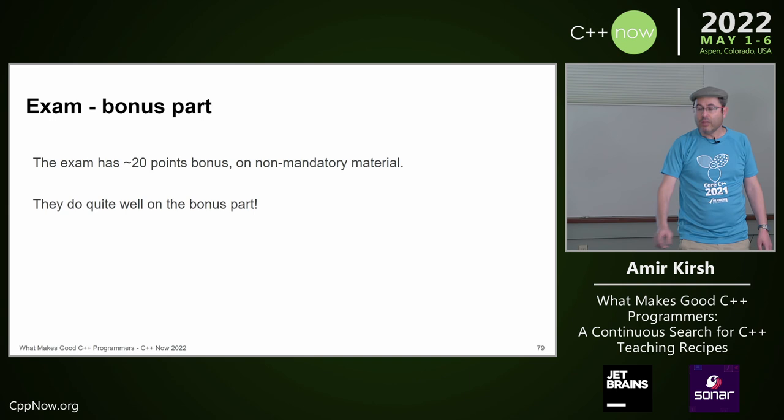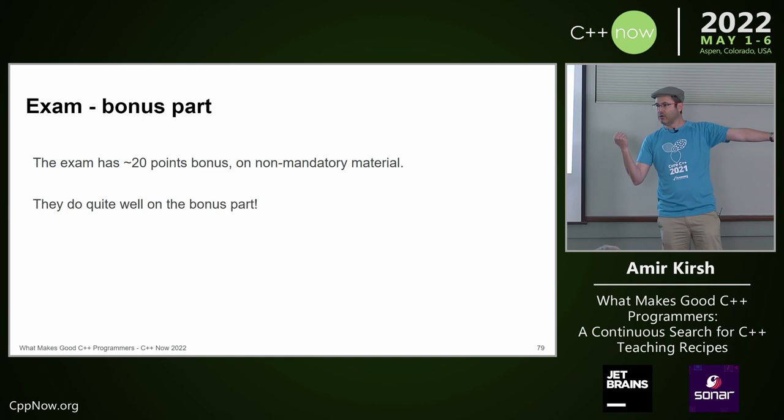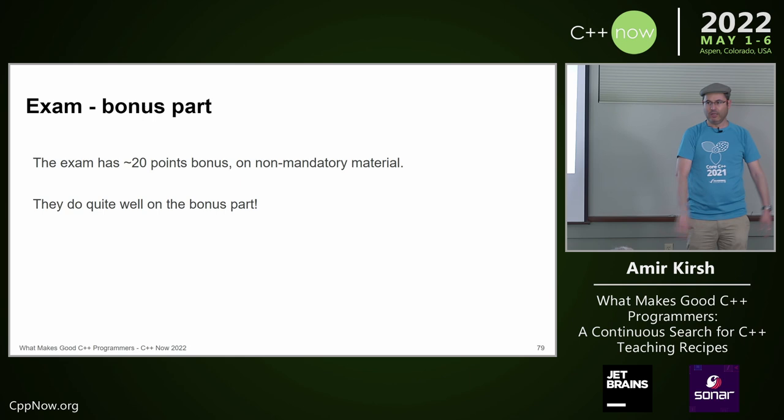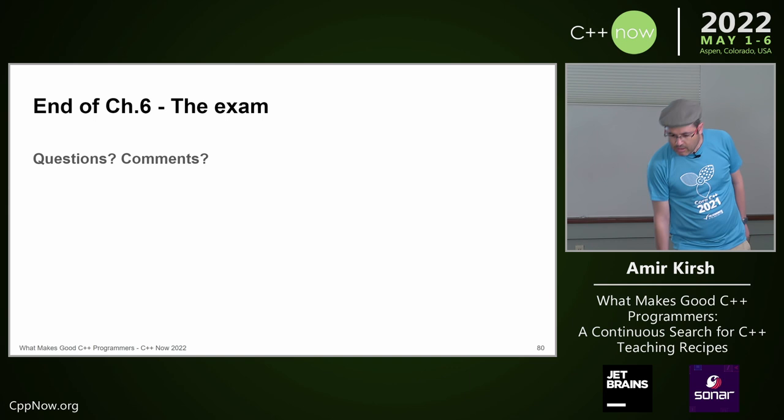And we have the bonus part. The bonus part is about 20 points that you can get in order to be closer to 100. You cannot pass the 100. So you can get back points that you lost on other questions. And they do work on learning the bonus material, which is good. I want you to know move semantics, but I don't expect you to, only if you want. And they want, because there is a bonus part. This is the end of chapter 6 about the exam.